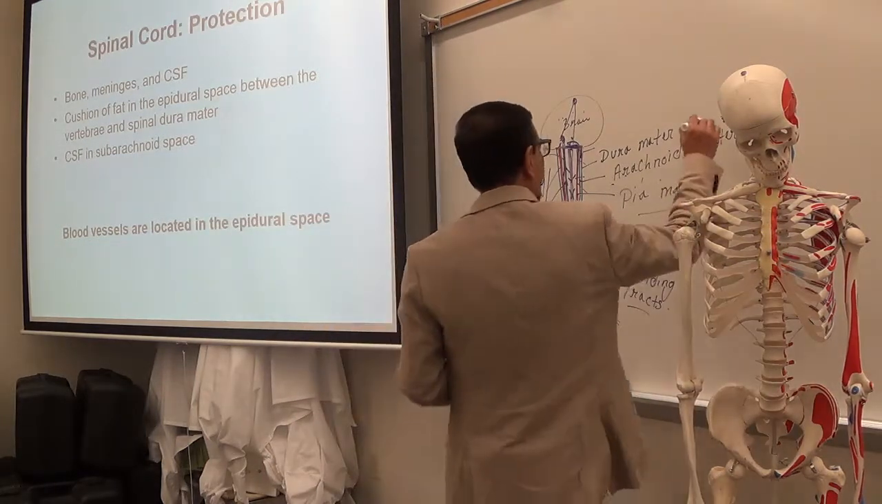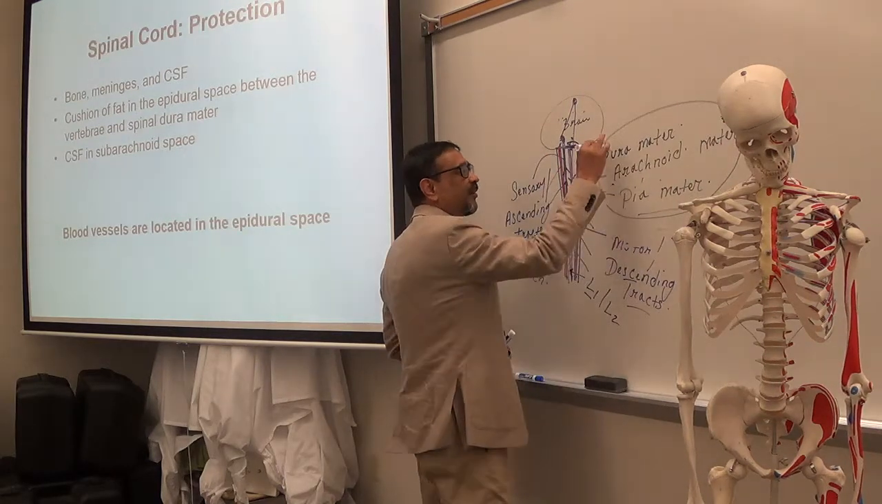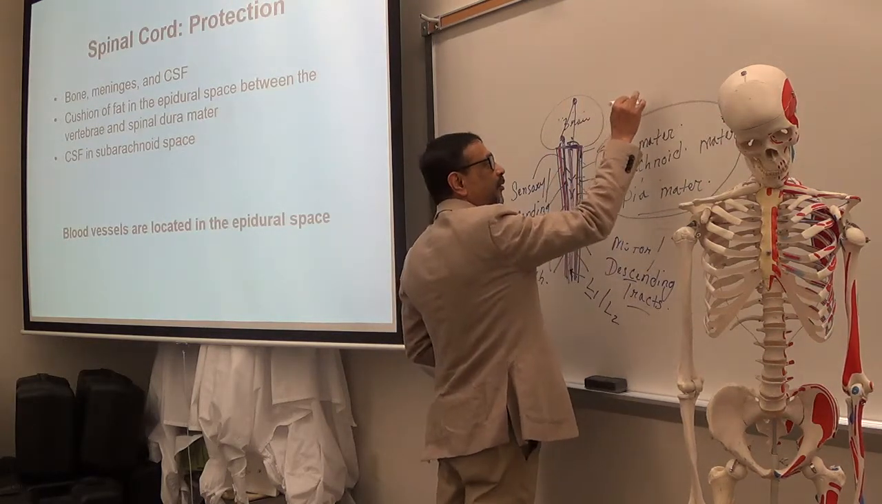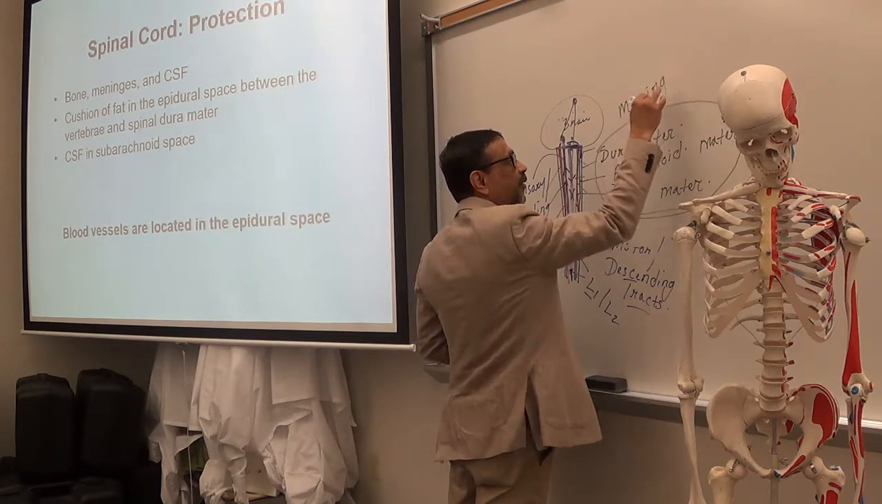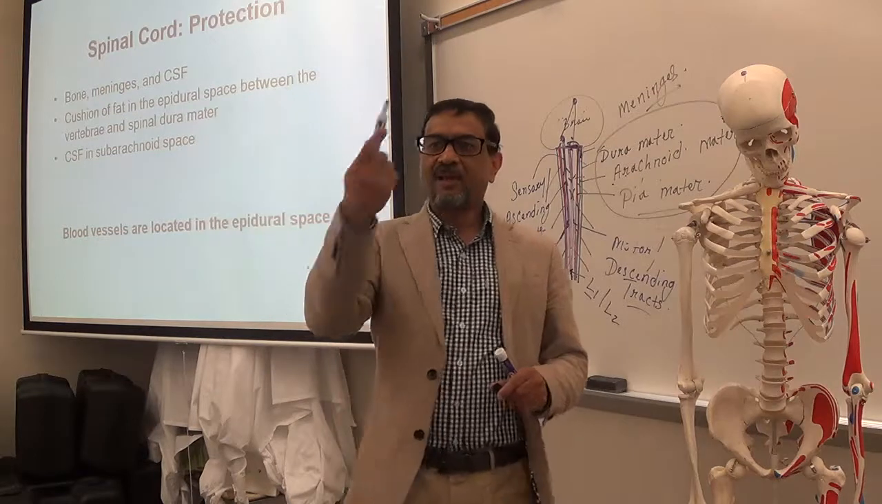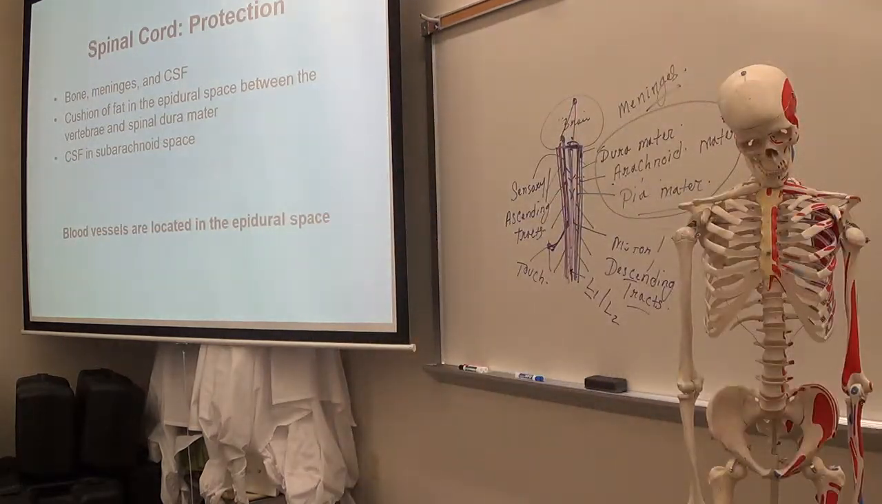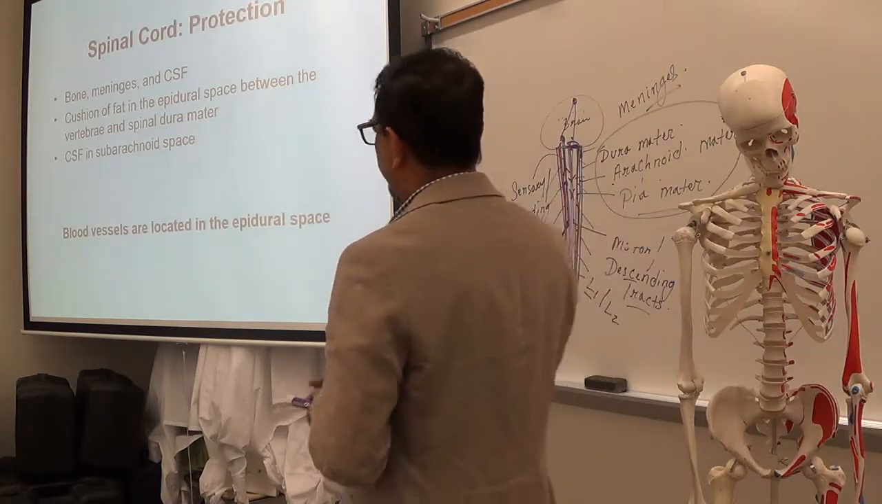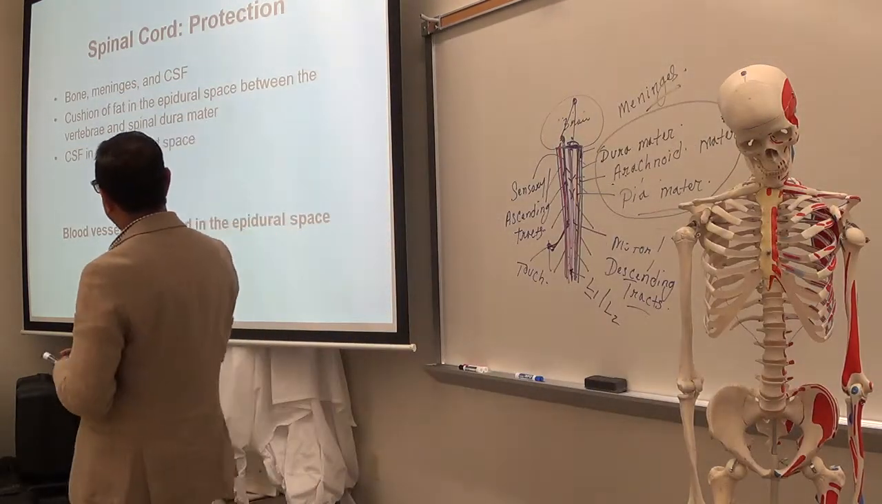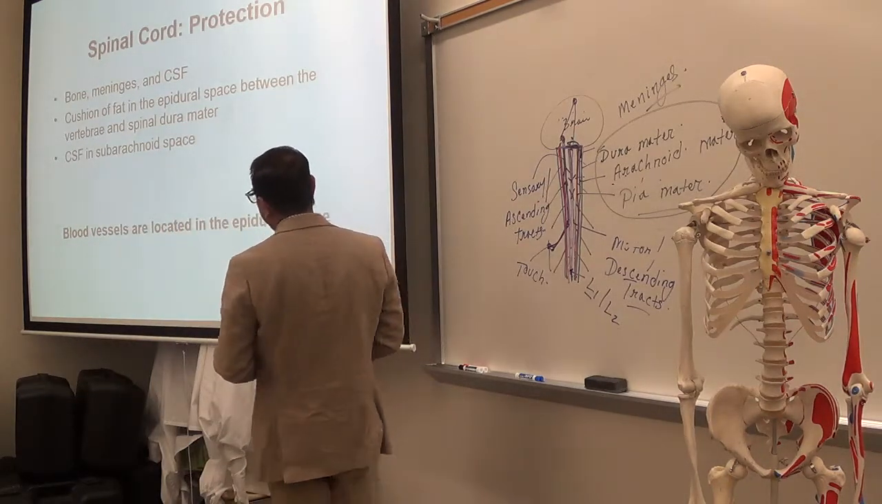These three are called meninges. Outermost is the dura, middle one is the arachnoid, and innermost one, which is attached to the spinal cord, that is the pia mater. Okay.